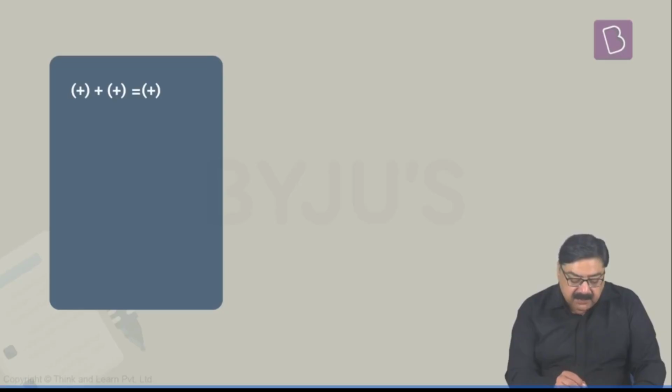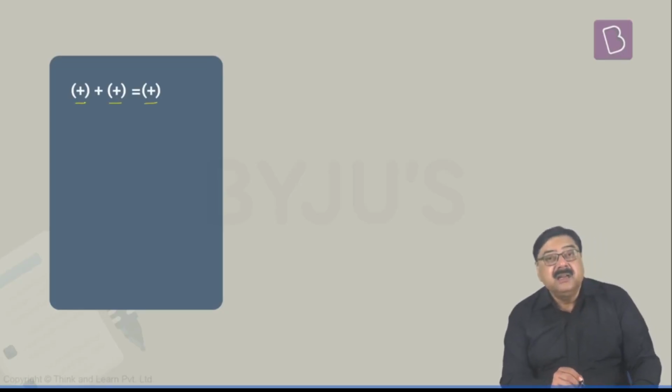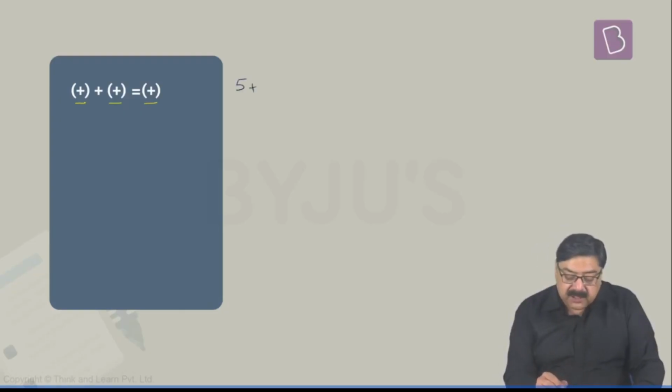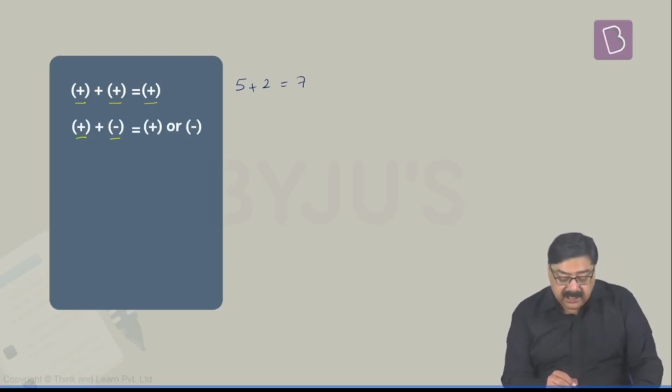We know that a positive quantity when added with a positive quantity results in a positive quantity. Now, for that we know 5 plus 2 is 7. Both are positive quantities. Now, a positive quantity when added with a negative quantity, the result will either be positive or negative depending on the magnitude of the positive and the negative quantities.